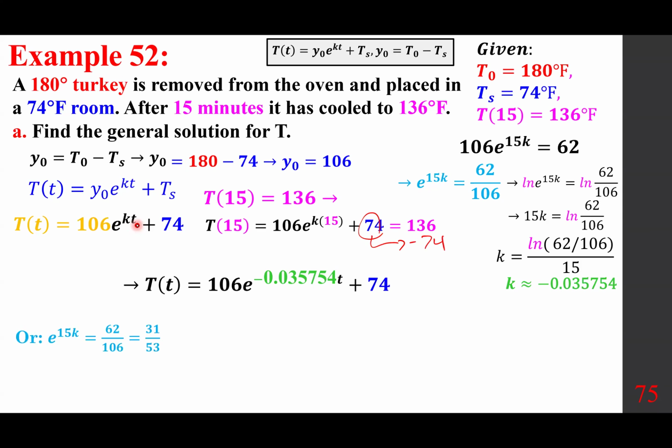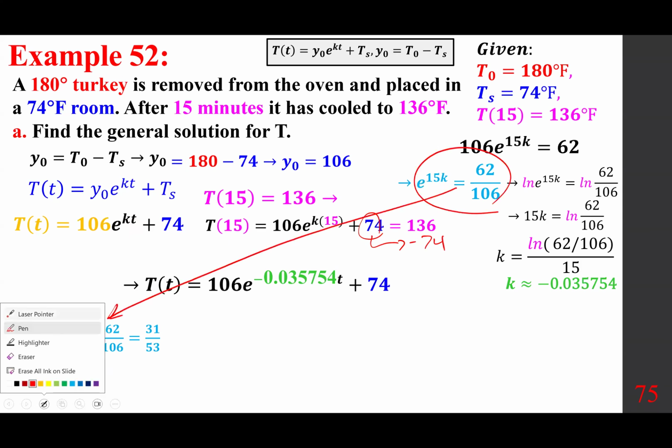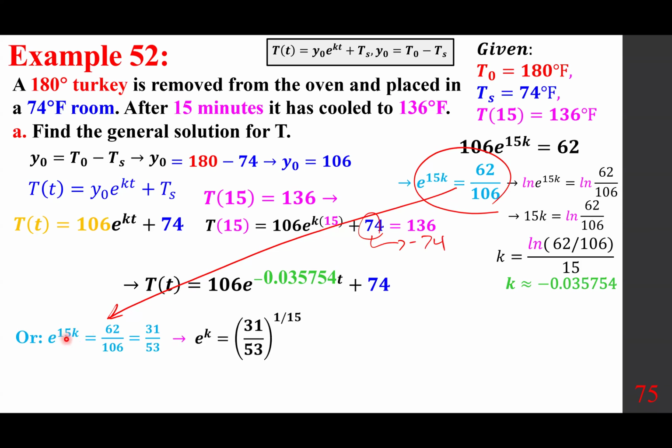Another way of doing that is that e to the power of 15k is 62 over 106 or 31 over 53. So you can raise both sides to the power of 1 over 15 because this is 15 times k, to get e to the power of k. Take the 15th root, or take them to the power of 1 over 15. I hope you realize what I'm doing here.